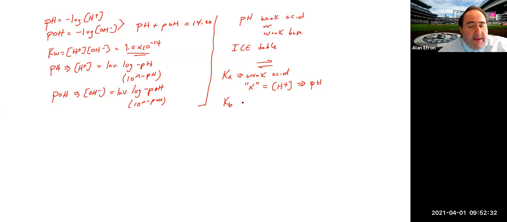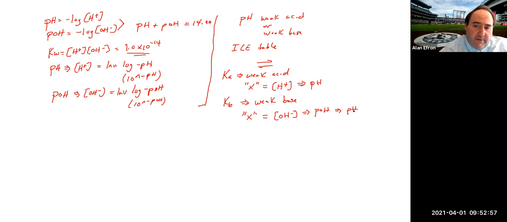We could do weak bases the same way. We use a Kb value, which stands for base. Same thing when we do the ICE table, we solve for X. In this case, the X typically will equal the OH minus concentration, which does mean you have to do a couple of steps there. You probably first get the pOH and then get to the pH. So they're ultimately just equilibrium problems.